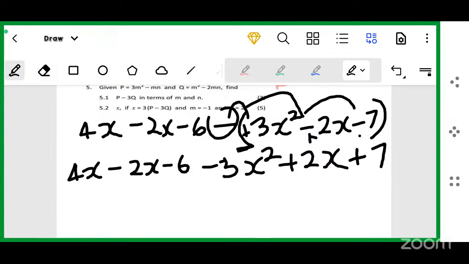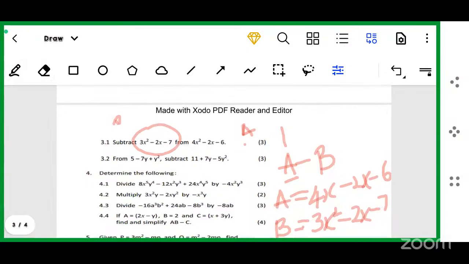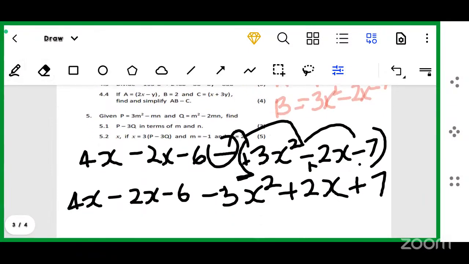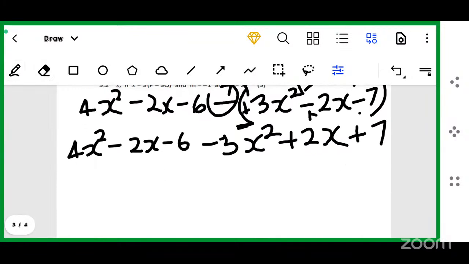The 4x, okay, let me confirm something. Okay, I made a mistake. It's 4x squared. I was shocked. So it's 4x squared. There we go. So what are our like terms?